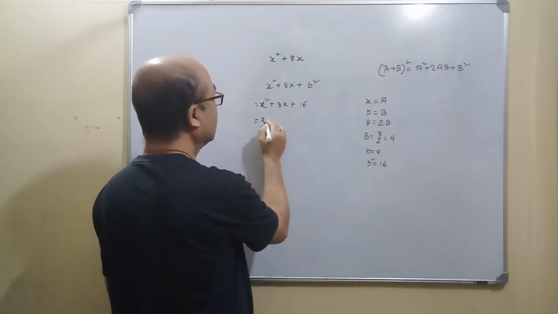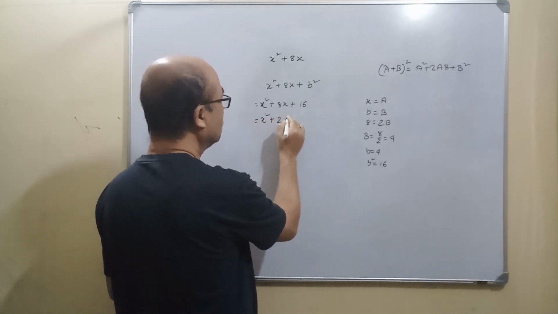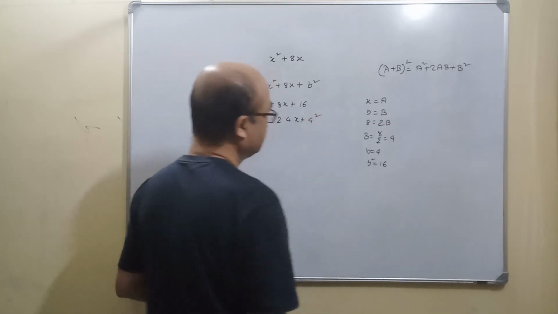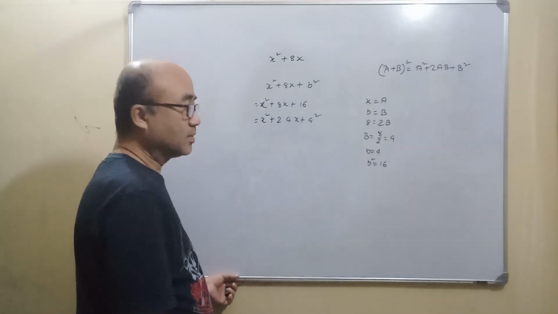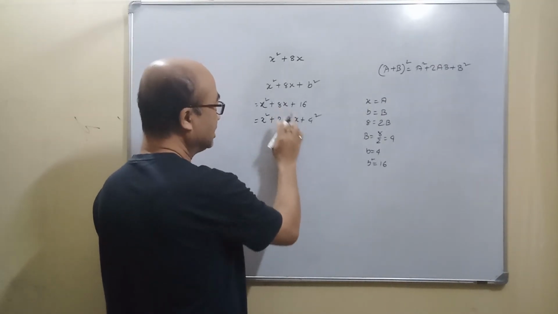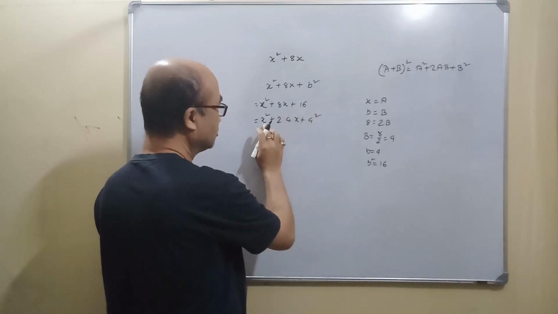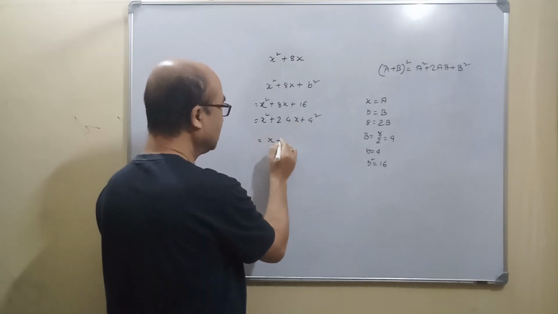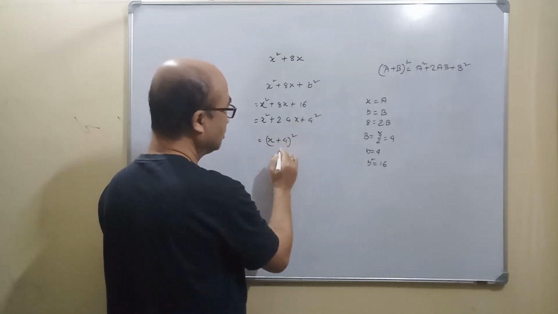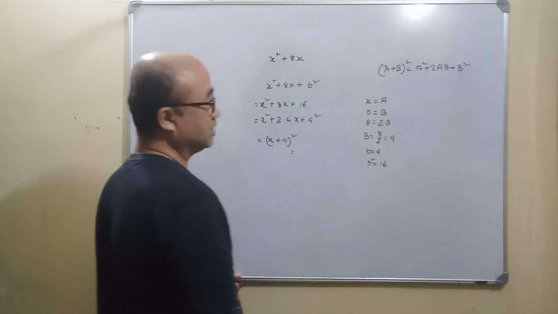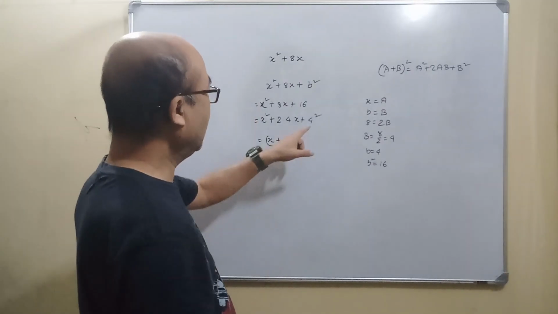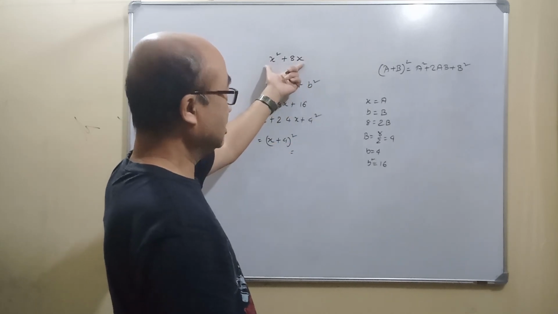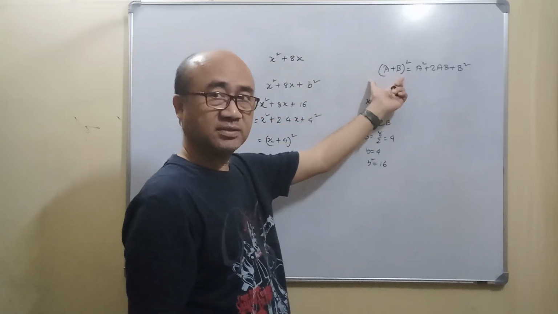So let us break it down now. x square plus 2 into 4 x plus 4 square. 2 into 4 is 8x, 4 square is 16. So it becomes a square plus twice ab plus b square, which is equal to (x plus 4) whole square, which is a perfect square. So we need to add 4 square to this expression so that it becomes a perfect square like this.